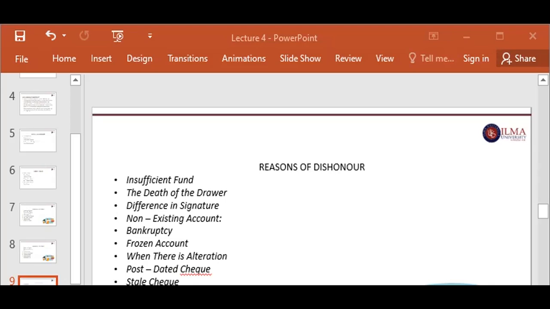Difference between amount in words and amount in figures. If, for instance, the drawer has written rupees 30,000 only in words and rupees 20,000 in figures, this check will be returned by the bank.